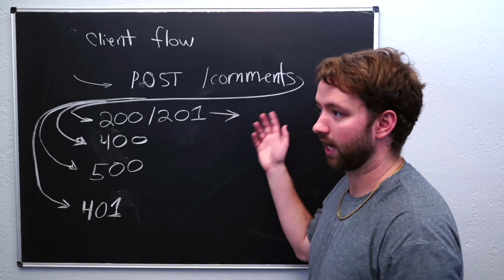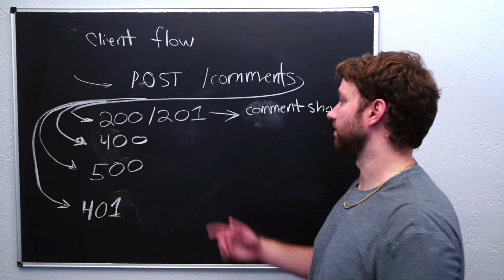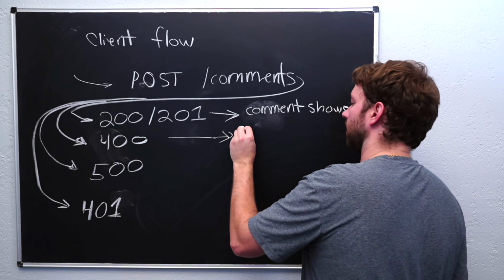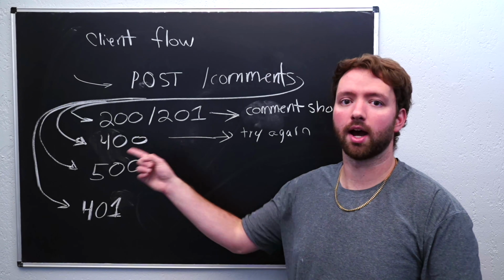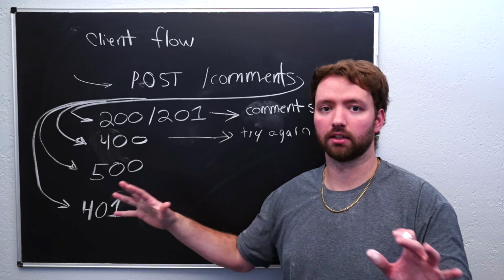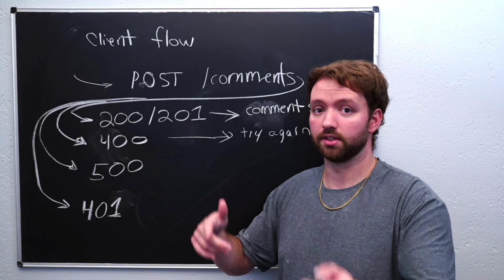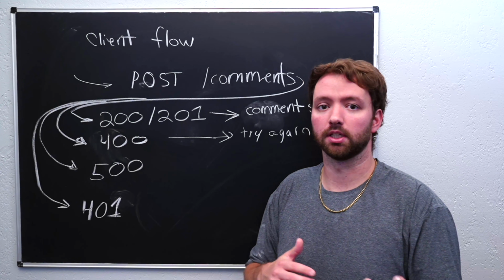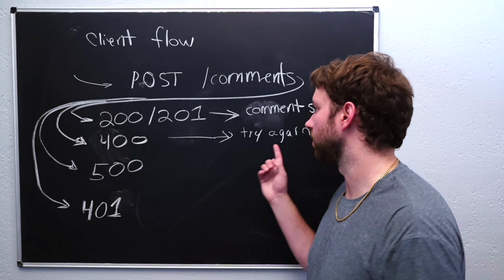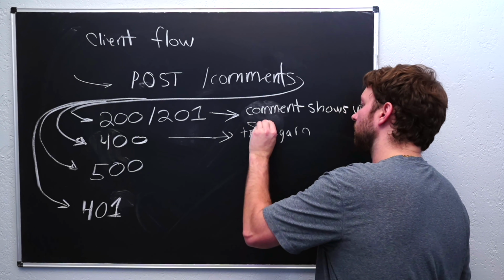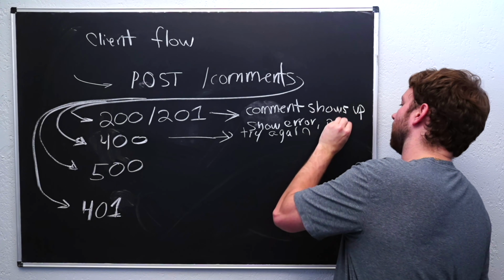If it's a 200, we could add the comment to the feed, so it visually looks like our comment was posted. If it's a 400, we might say, yo, try again. And maybe we could figure out a little bit more detail why it's a 400. So if you have some backend validation library, it will usually give some more specific error that you can send back in the response. So it might say something like, oh, the body is required, or the message is too long, or whatever it might be. So you can show that error, and then prompt the user to try again.